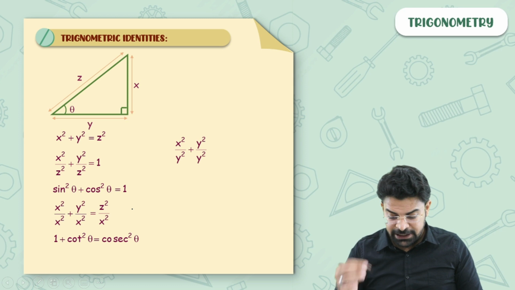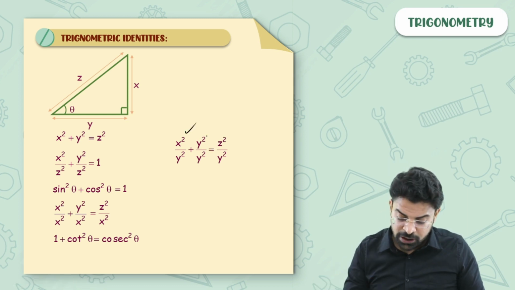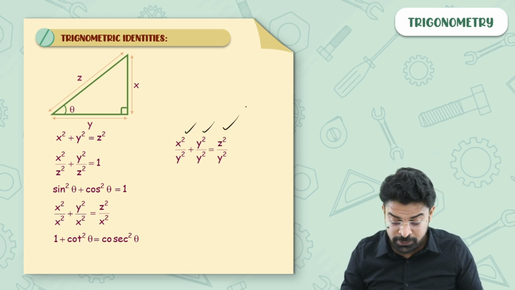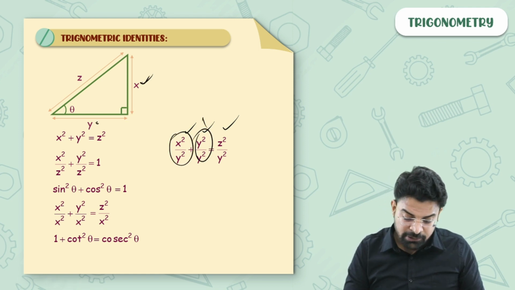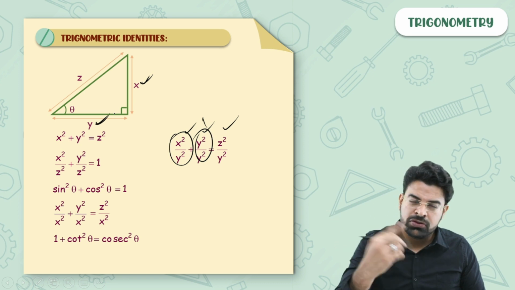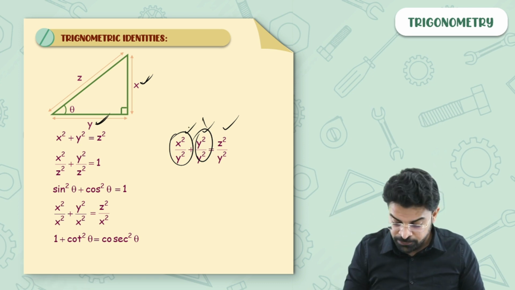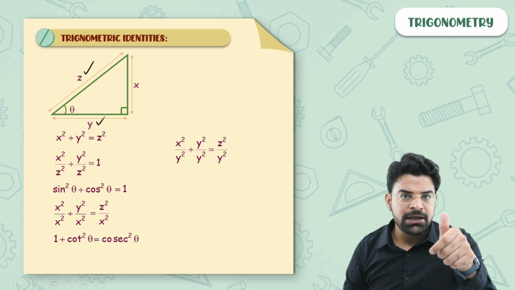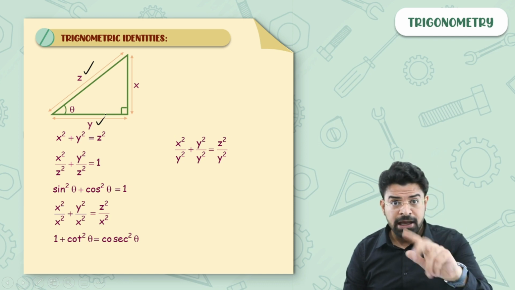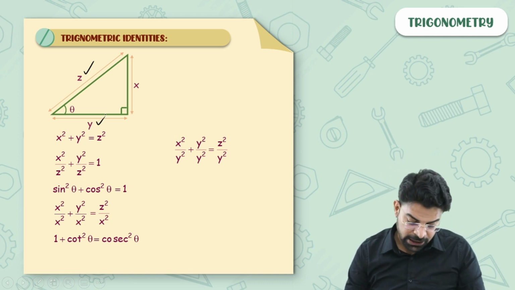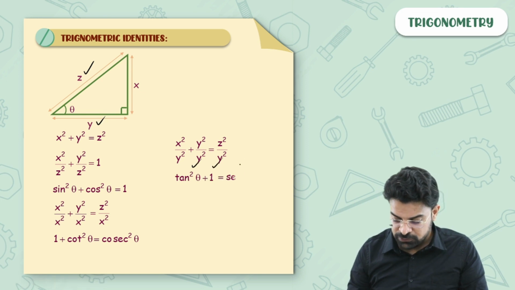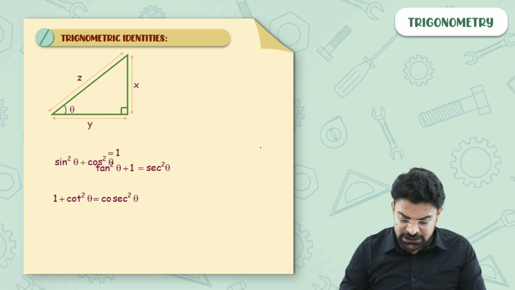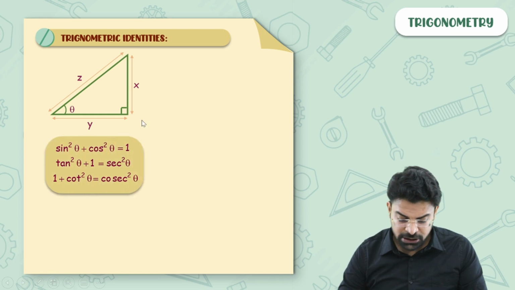Similarly, if we divide each term by y square, we get x square by y square plus y square by y square equals z square by y square. Y square by y square becomes 1. X by y whole square, perpendicular upon base whole square, is nothing but tan square theta. So you get tan square theta plus 1 equals z by y whole square. What is z by y? Y by z is cos, so z by y has to be inverse of cos, that will be sec. What you get here is tan square theta plus 1 equals sec square theta. So these are the three trigonometric identities we should keep in mind.